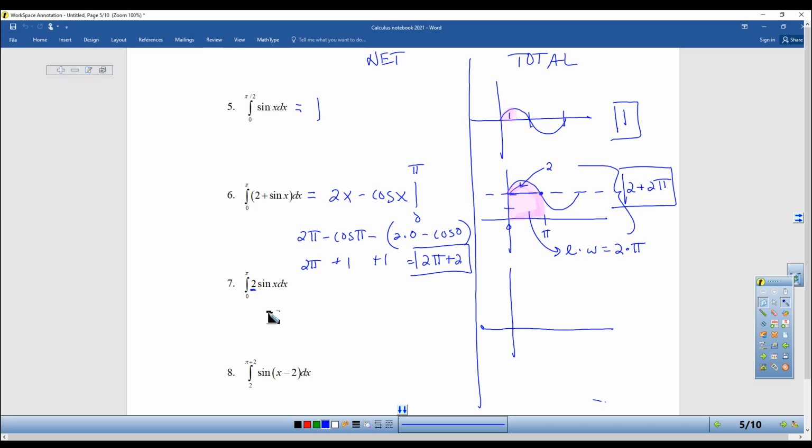So how does this 2 affect it? This 2 is going to make it twice as tall. So 0 times 2 is still 0. But 1 times 2 is going to bring it all the way up to 2. And then times 2 is still 0. Normally now we would go down to negative 1, but times 2 is negative 2. And then back to 0. So it's twice as tall. We're only going from 0 to pi. Is that section above the x-axis? It is.